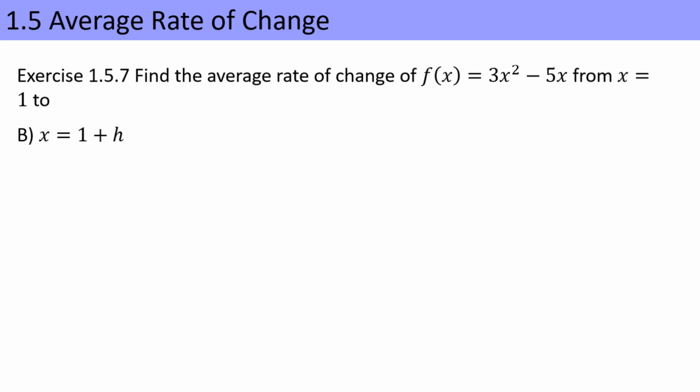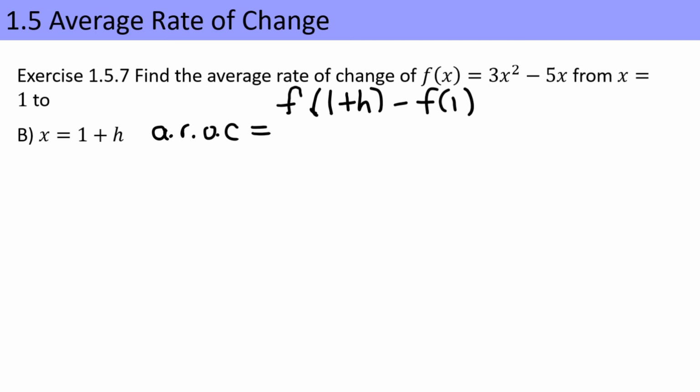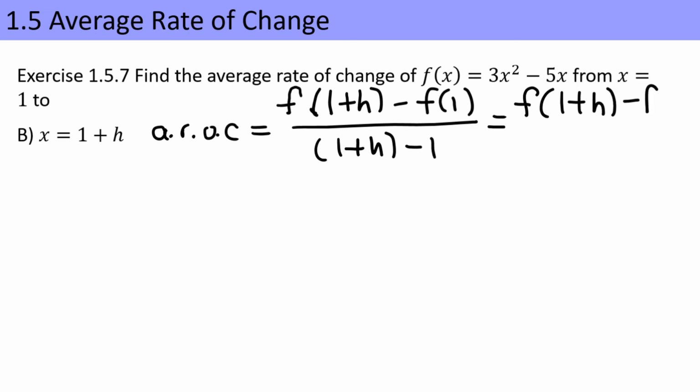Part B. Find the average rate of change of f of x equals 3x squared minus 5x from x equals 1 to x equals 1 plus h. So let's use the average rate of change formula, which is of the form f of 1 plus h minus f of 1 divided by, we would have 1 plus h minus 1. This simplifies a little bit, so we'll get f of 1 plus h minus f of 1 all divided by h. Now let's find each of the components.